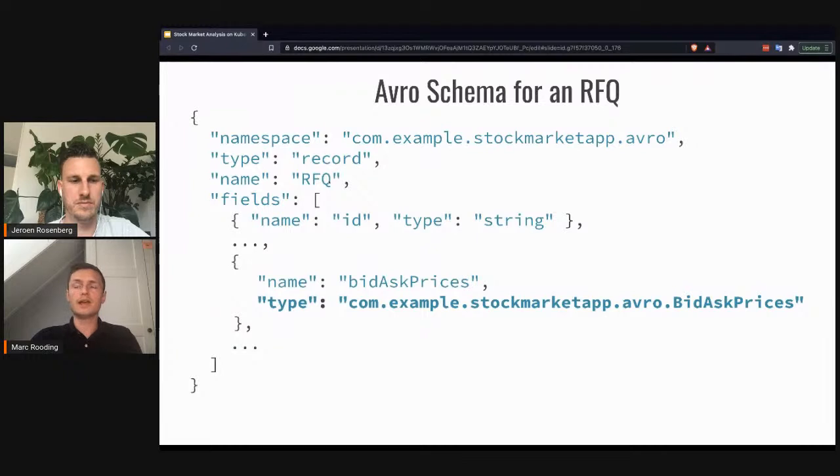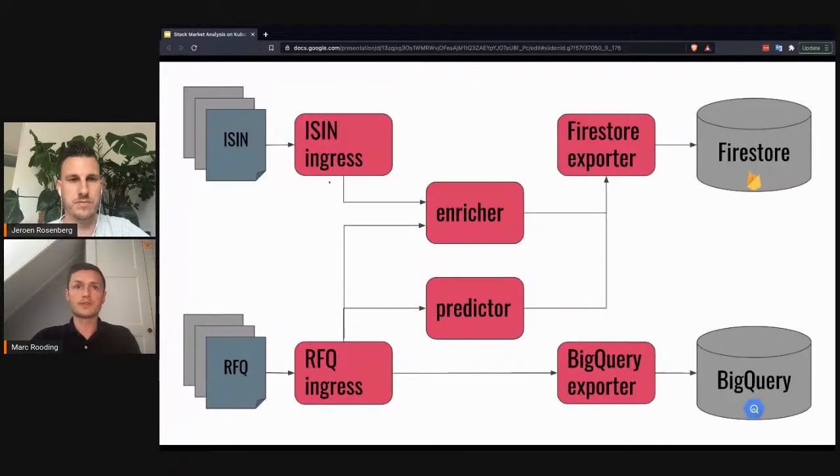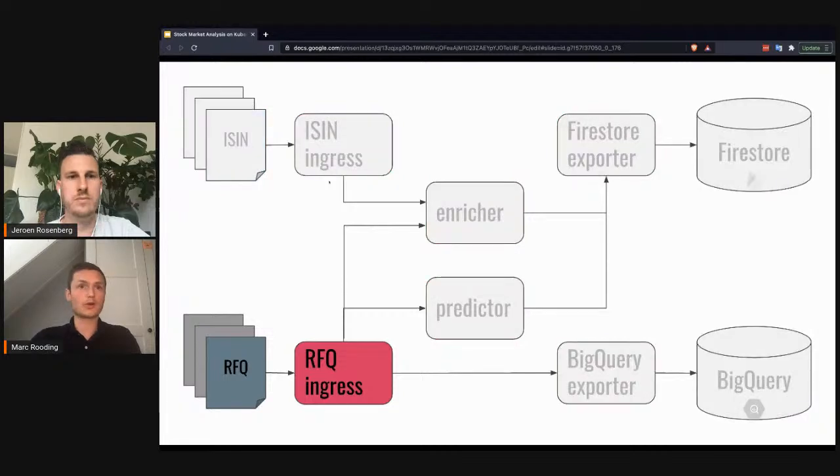So here, it allows you to prevent duplication by not having to copy the entire bid ask prices object or Avro definition into this file. You can simply refer to it, and it will be taken care of for you. Now that we have our data model defined, we can start building streamlets. We know what we want to send out and what the data looks like. So it's time to do some of the fun work.